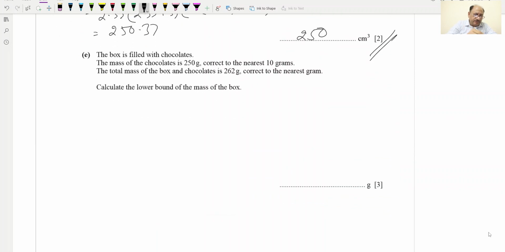Now the box, part E. The box is filled with chocolates. The mass of the chocolates is 250 grams, correct to the nearest 10 grams. So we will divide 10 by 2, so it will be plus minus 5 grams, which we'll have to add and subtract for the upper and lower bound. So we can write 250 grams. For upper bound and lower bound, we will write 255 grams and 245 grams. So this will be the upper bound, and this will be our lower bound.